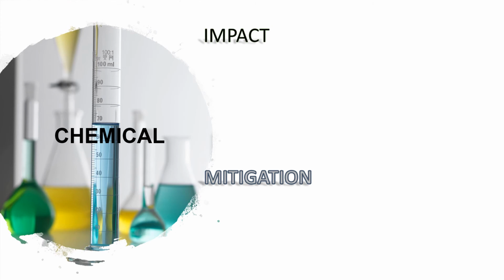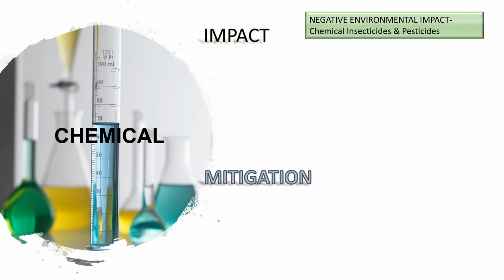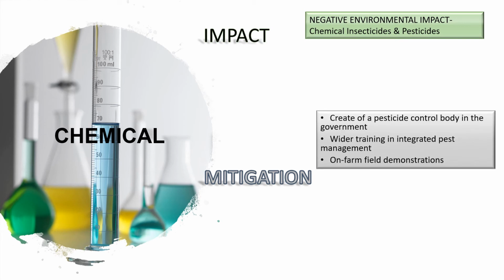Next, for chemical impact, the first point is negative environmental impact caused by chemical insecticide and pesticide. These chemicals are very prevalent and some of them may affect the soil, insect, bird, fish, and human. The mitigation that can be conducted is to create a pesticide control body in the government to control the use of pesticide among the farmers. Then, wider training in integrated pest management and on-farm field demonstration on packaging, labeling, and use of authorized chemicals to ensure that there is no excessive use of pesticide that can bring negative impact.